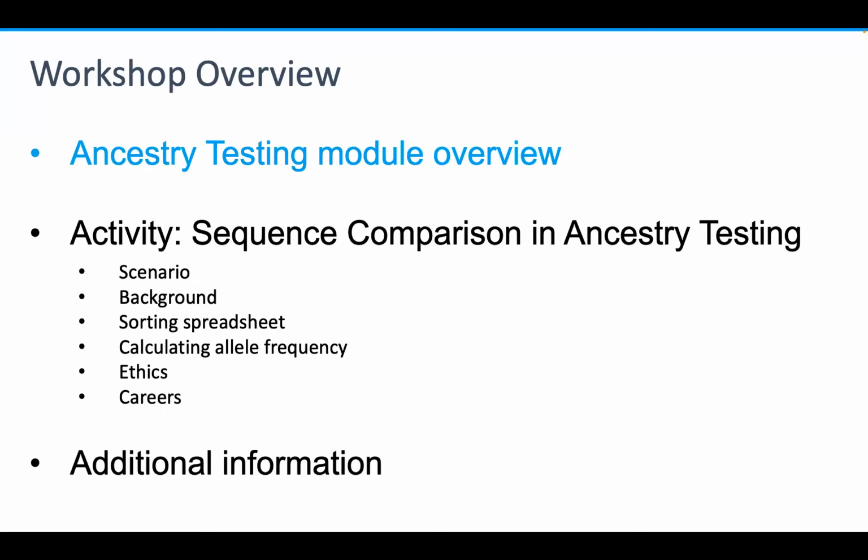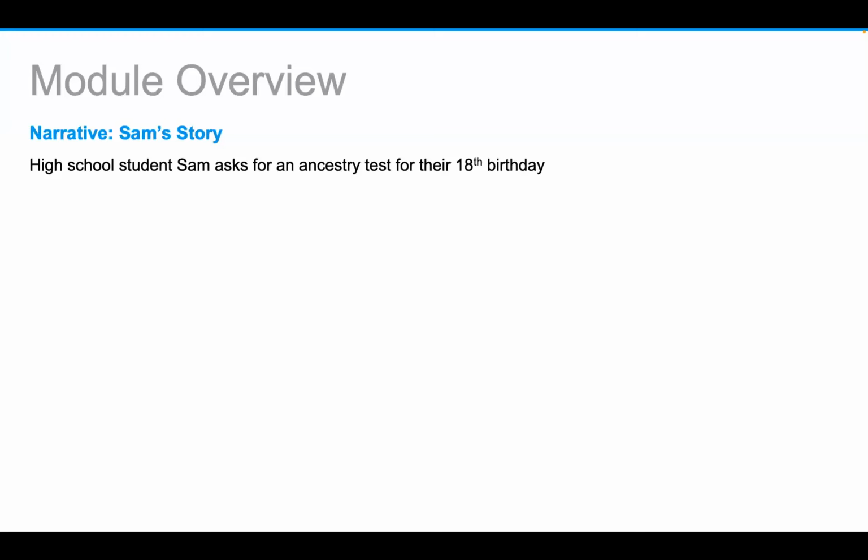So let's get started. Let's talk about this module as a whole. So this module aims to introduce students to the concept of ancestry testing using a narrative to frame the learning activities. Students will follow the fictional story of Sam, a character in high school who wants an at-home ancestry DNA test for their 18th birthday.